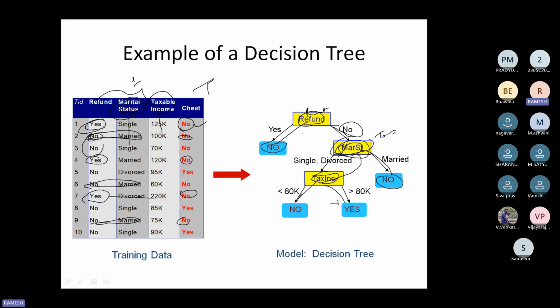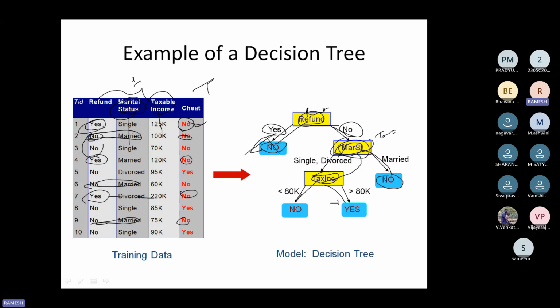Understood? If refund is yes, what is the output? When refund is yes, in all the cases the output is no, the target variable value is no. That relationship we found, and so we directly took refund as the root node. That is a good thing here. But if refund had both yes and no answers, it might not be the root node. The feature that influences the target variable more will be selected as the root node.